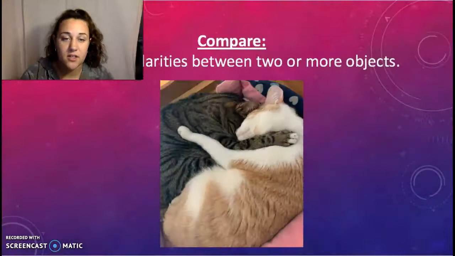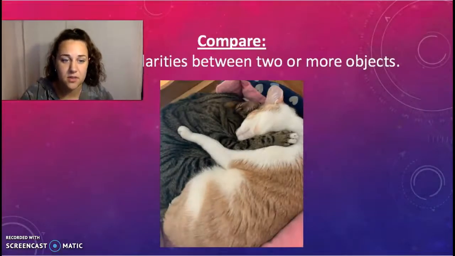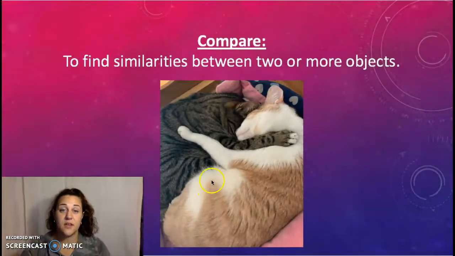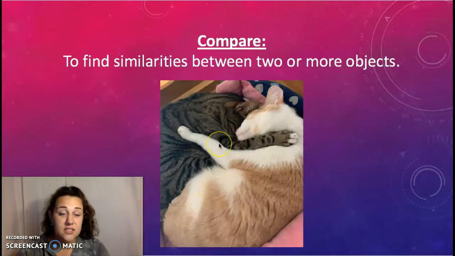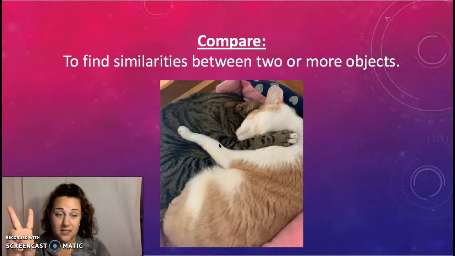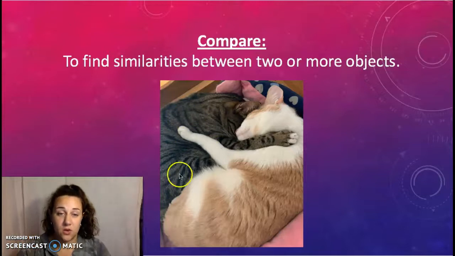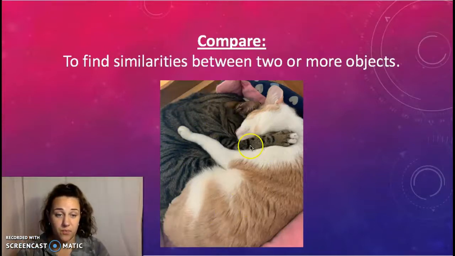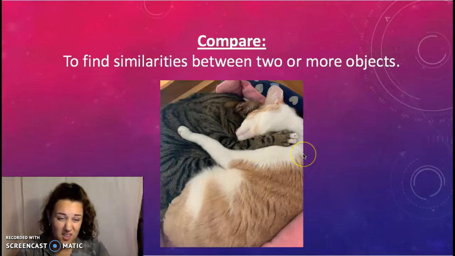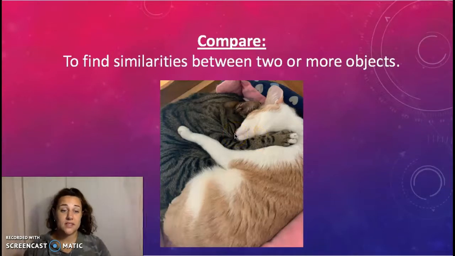So when we compare and contrast, I have examples. Now to start off, this picture here is actually a picture of two of my cats. So we have Lola and we have Oliver. And they're actually brother and sister, believe it or not, even though they look a little different. But we're going to talk about that in a second. So we're going to practice comparing and contrasting my two cats.